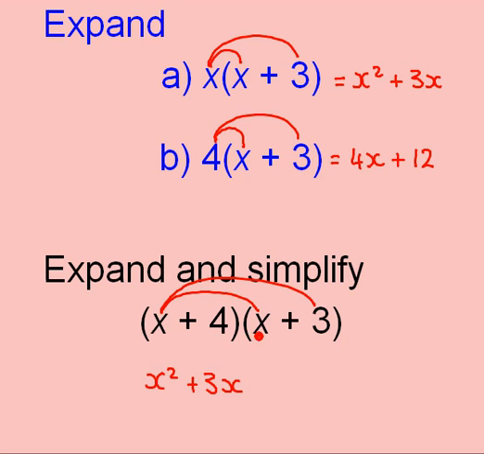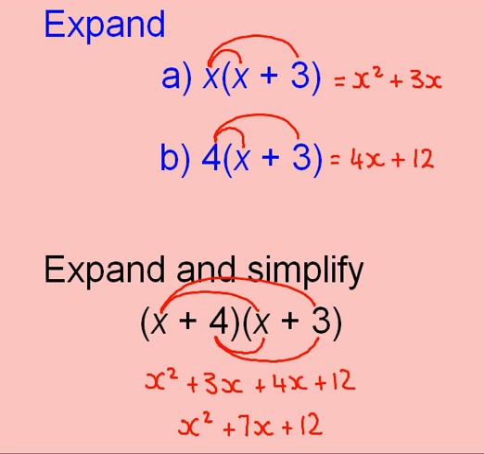Now I'm going to multiply everything here by the plus 4. So I've got plus 4 times x, which is plus 4x, and I've got plus 4 times plus 3, which is plus 12. This part is the same as this bit that we did here. To get my final answer, I can put this all together. I've got x squared plus 3x plus 4x gives me plus 7x, and I've also got the plus 12. So this is the final answer.